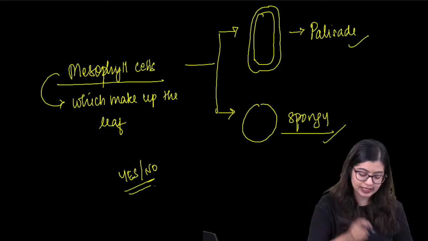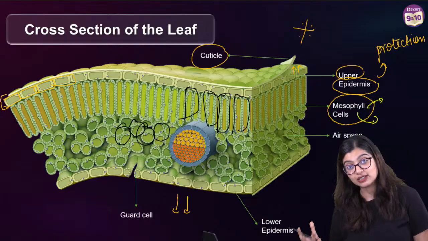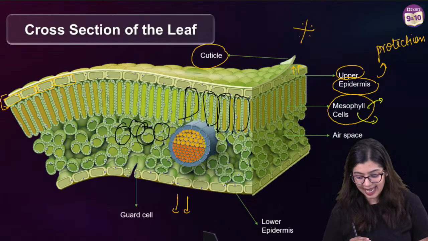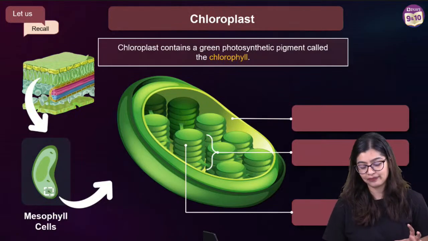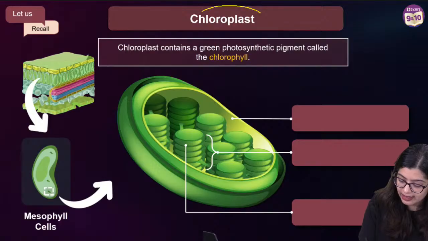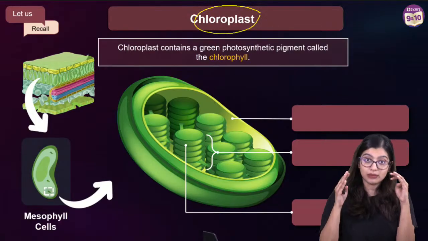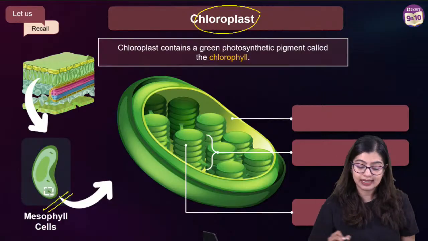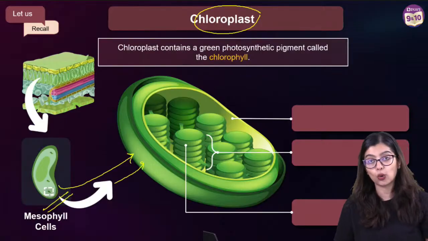You don't need to go into the details of it. All you need to know is that there are some cells called mesophyll cells. Now these mesophyll cells have a specific cell organelle in them. And this cell organelle is nothing but our chloroplast, right? So if I take one single mesophyll cell, then I will see that this mesophyll cell will have a cell organelle, which is the chloroplast.